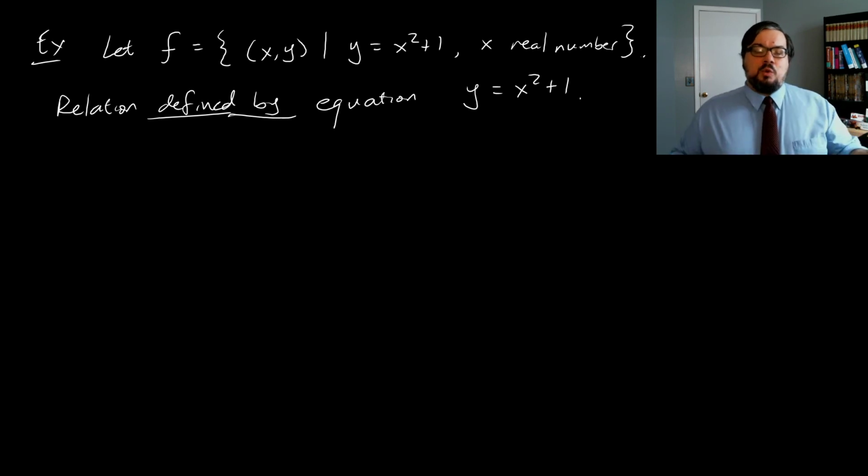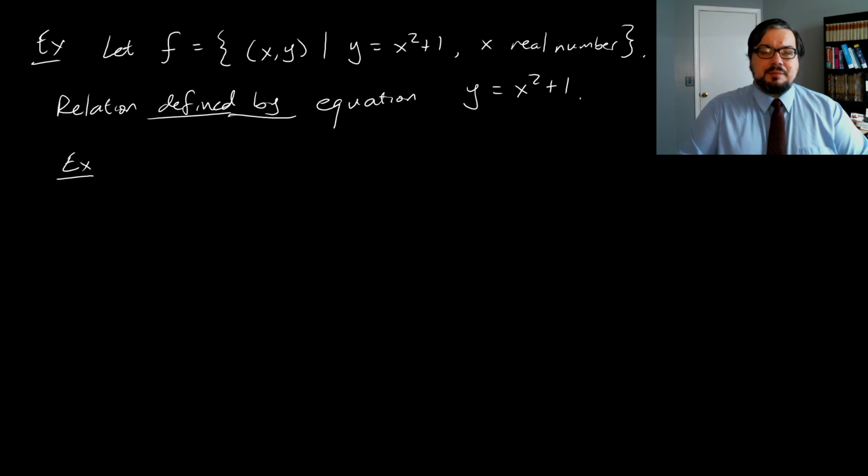And given any equation with two variables in it, where we've identified one as the first component of the pairs and one as the second component of the pairs, we can come up with a relation that consists of all pairs of numbers that satisfy that equation, that make that equation true. So let's see some examples. The pair 1, 2 is in F.